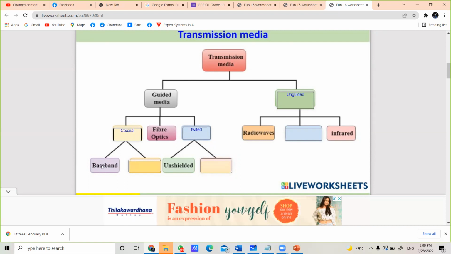Right. Under coaxial, baseband and broadband. Later you will get the difference here. Under twisted, unshielded and shielded. Later you will get more idea about the difference between shielded and unshielded also. Unguided: radio waves, infrared, microwaves.